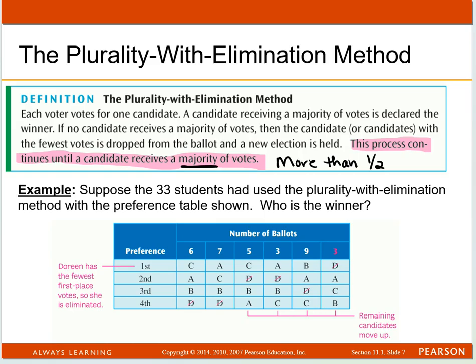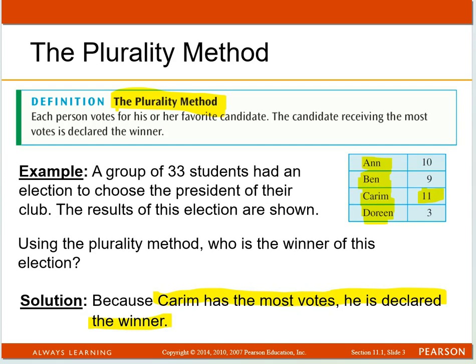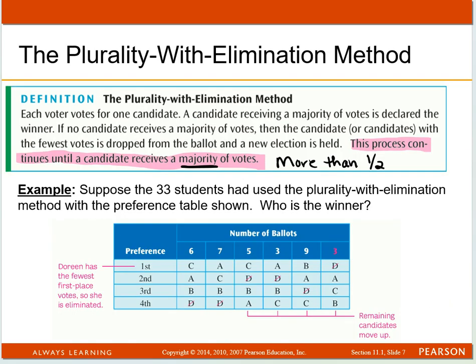So when we originally did the plurality method, let me jump back to that table. It looked like this, and you were only interested in the first place votes. That's all you put down on your little voting paper, one name. But if you're going to do it with plurality with elimination, you need to know everybody's second, third, and fourth choice, because if their first choice gets eliminated, then they have to pick their second choice.